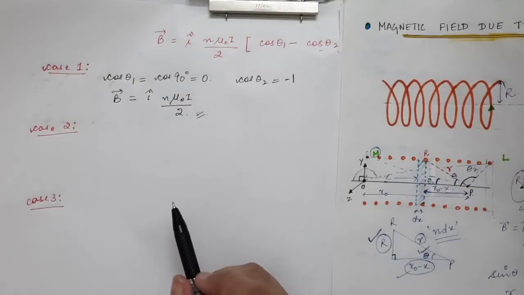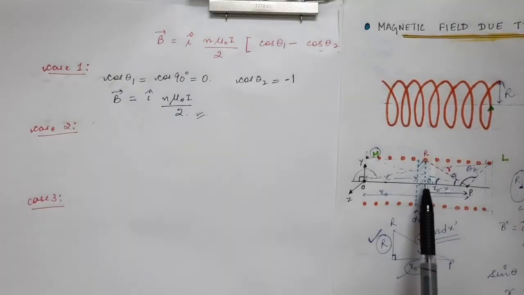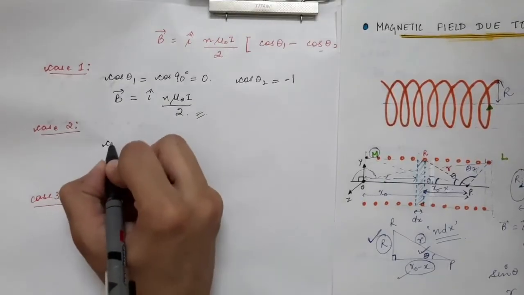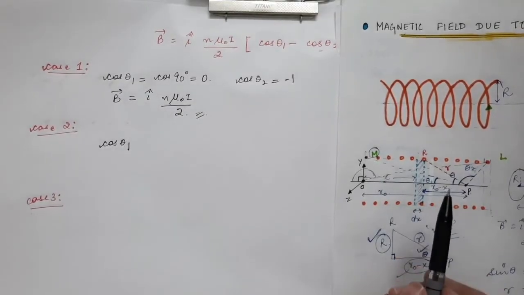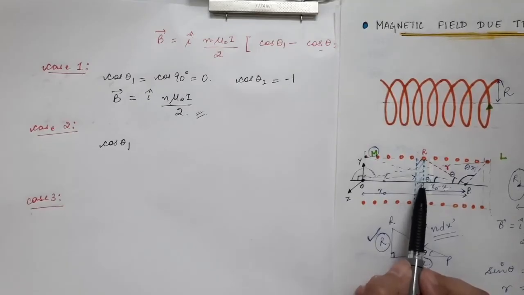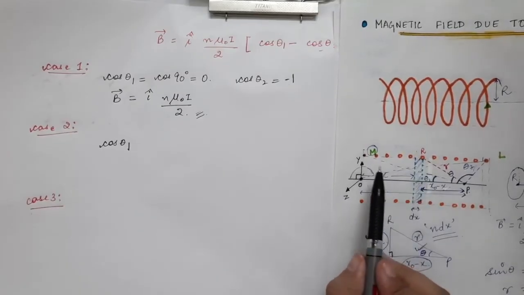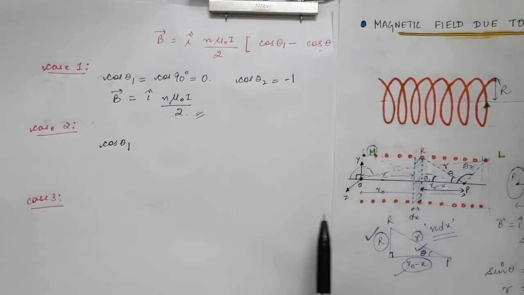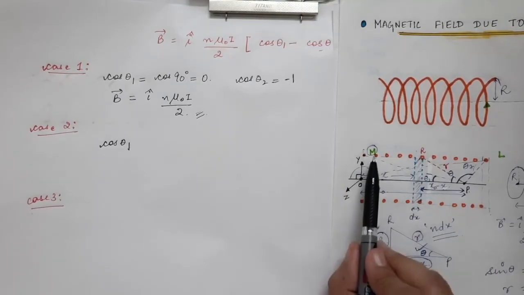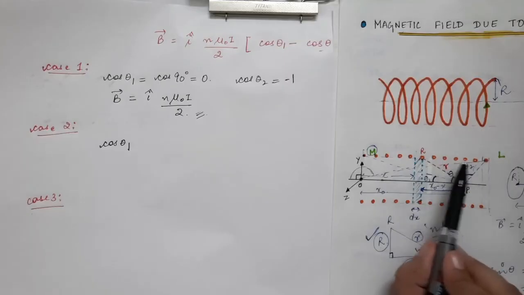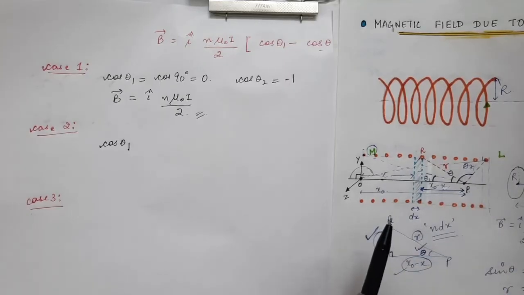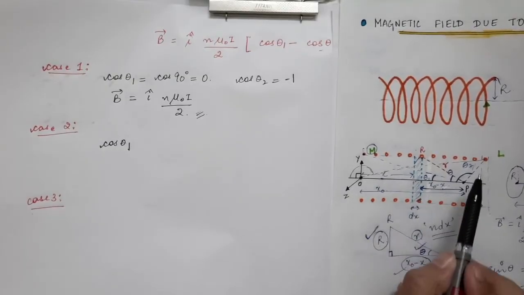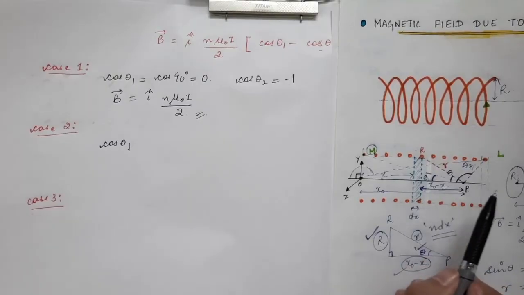Now what if the solenoid is infinitely long and point P lies just in the middle of the solenoid? In that case, what will be theta 1? Theta 1 will be approximately equal to 0. Infinitely long means the solenoid goes to minus infinity as well as to plus infinity. So theta 1 will approach 0 and theta 2 will approach 180 degrees.